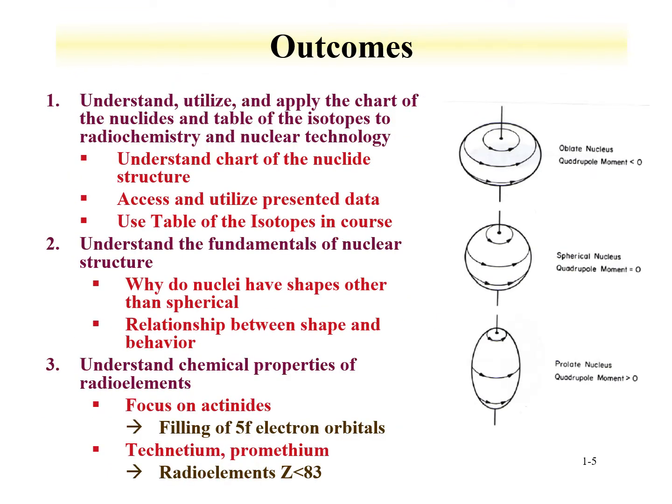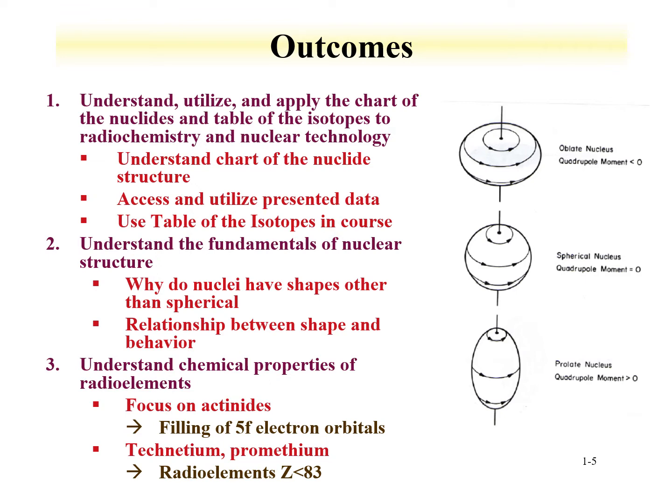The course has 7 outcomes, where at the end of the quarter, the student should have some expertise, experience, and knowledge in a few different topics related to radiochemistry. The first outcome is to understand, utilize, and apply the chart of the nuclides and the table of the isotopes to radiochemistry and nuclear technology. Primarily, this is understanding how to obtain the data that are presented in those documents and utilize that information.